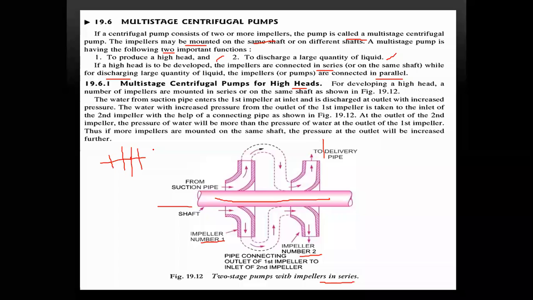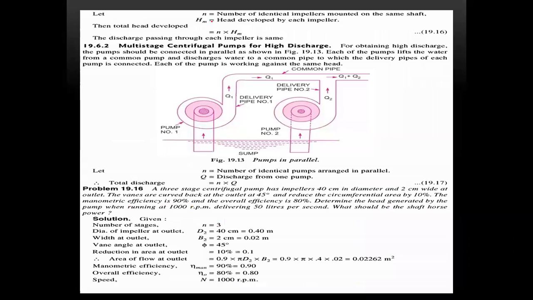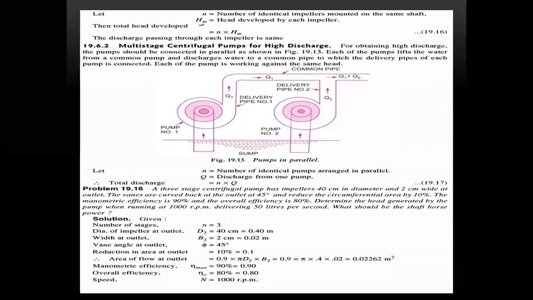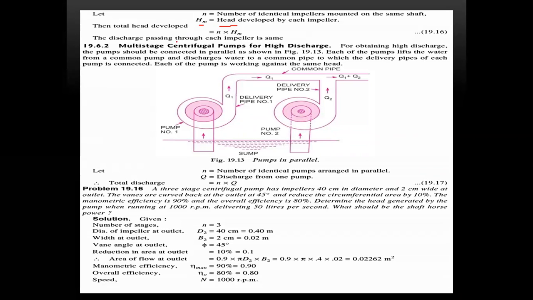So by considering the figure, when you want to produce high head, let us consider small n is equal to the number of identical impellers mounted on the same shaft. Then HM is equal to the head developed by each impeller. Therefore, the total head developed is equal to n into HM, that is, the number of identical impellers into the head developed by each impeller. The discharge passing through each impeller is the same, right?